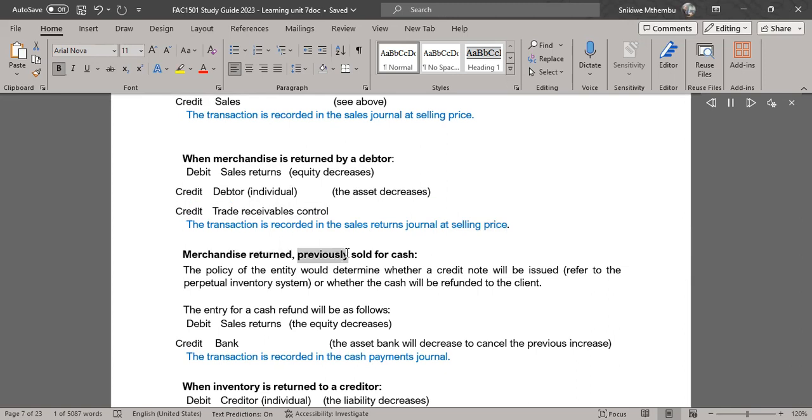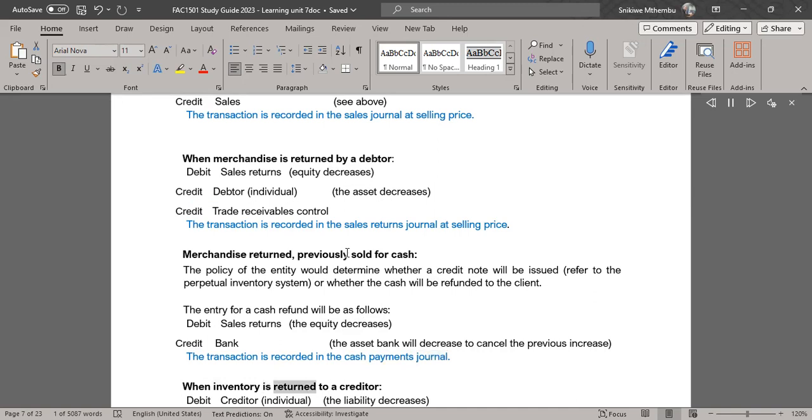Merchandise returned, previously sold for cash. The policy of the entity would determine whether a credit note will be issued, refer to the perpetual inventory system, or whether the cash will be refunded to the client. The entry for a cash refund will be as follows. Debit sales returns, the equity decreases. Credit bank, the asset bank will decrease to cancel the previous increase. The transaction is recorded in the cash payments journal.